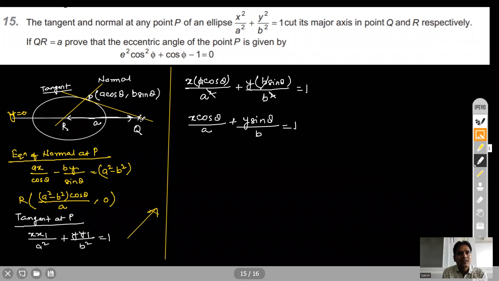Now the tangent is meeting the major axis at point Q, and the normal at R. So now for Q, again, we have to put Y equal to zero, right? So our coordinates of Q will be, X, no? Y will be zero, so this thing will be zero. So our coordinates of Q will be A upon cos theta, is it okay? A upon cos theta and Y coordinate will be zero, right?